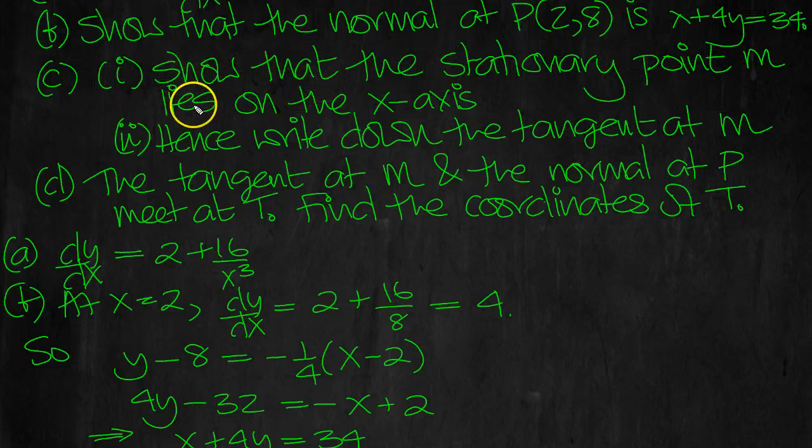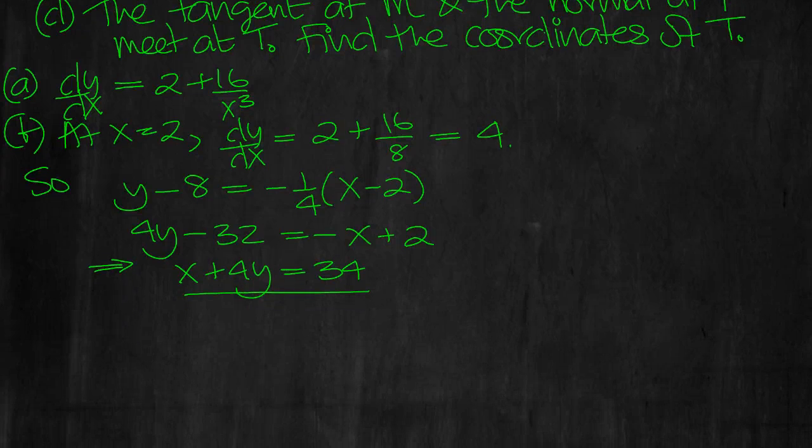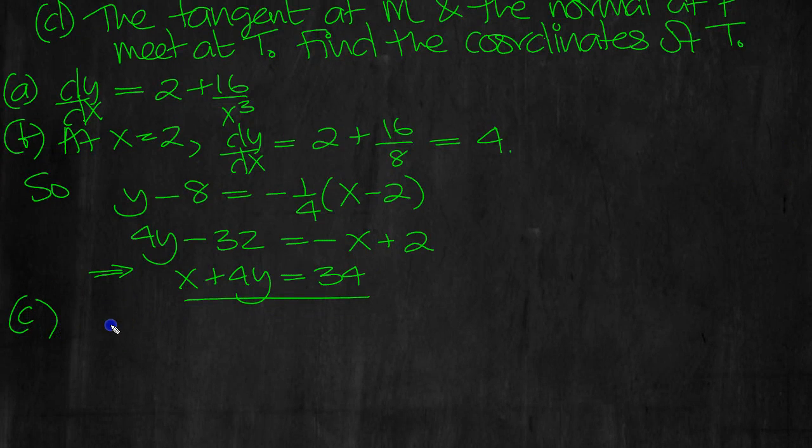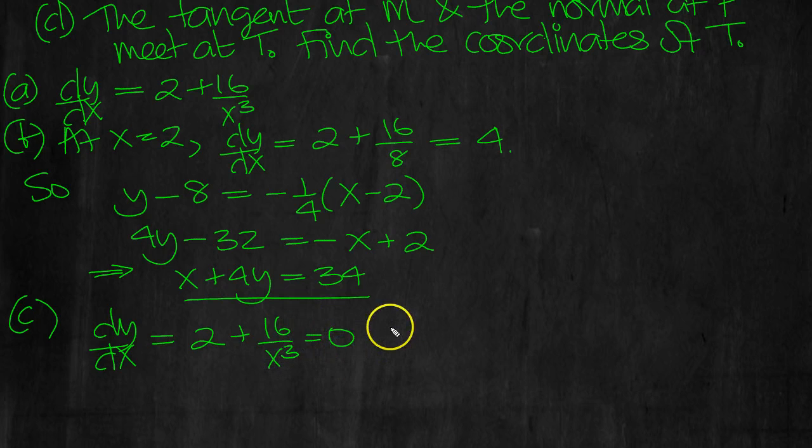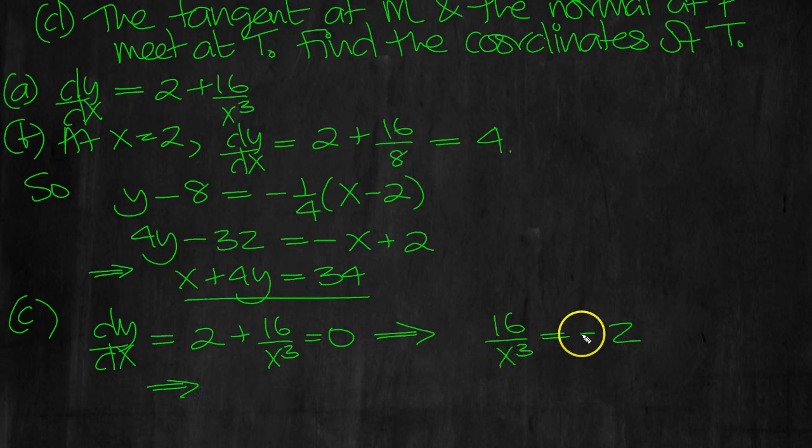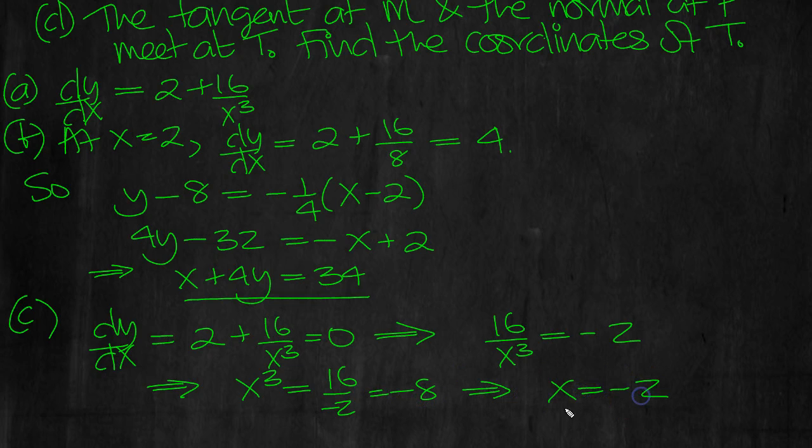Part C, show that the stationary point M lies on the x-axis. So part C, dy/dx then equals 0, and find the x value. Well, that tells us then that 16 over x cubed is equal to minus 2. Then move the x cubed up, read from right to left, and move the minus 2 down: 16 over minus 2, minus 8. Cube root both sides, x is equal to minus 2 then, isn't it?